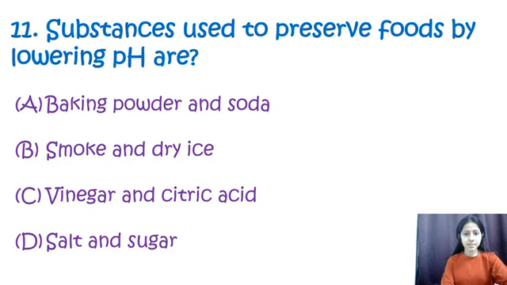Question number 11. Substances used to preserve foods by lowering pH are option A baking powder and soda, option B smoke and dry ice, option C vinegar and citric acid, option D salt and sugar. So here the correct answer is option number C, that is vinegar and citric acids. When these organic acids are added to the food products, the pH of the food products decreases. The bacteria have an optimum growth pH of around 6.5 to 7. So their optimum pH for growth is disturbed and they get inhibited, and hence the food products get preserved.